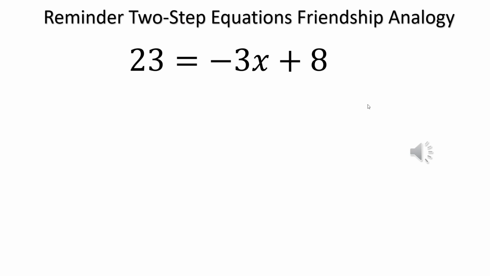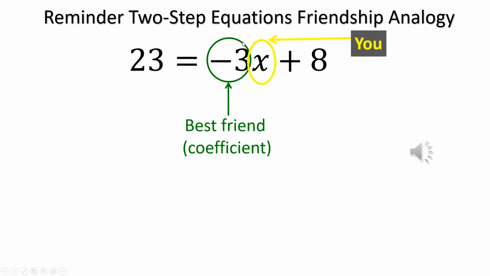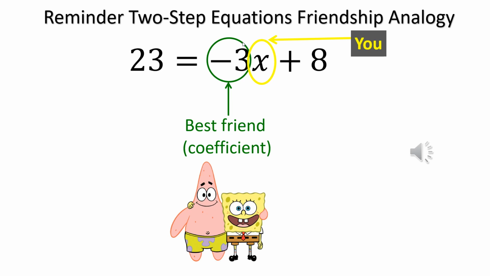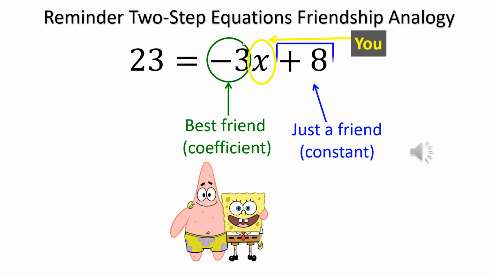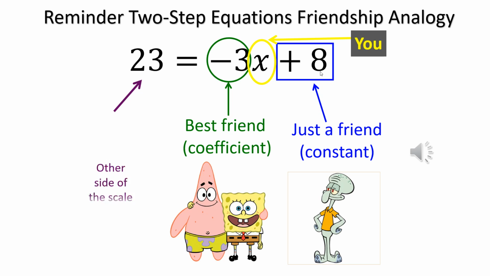Now, a reminder about the friendship analogy for two-step equations. If you have a two-step equation like this, I tell you to think of the variable like that's you, and then the value that's closest to the variable, or the coefficient of the variable, is your best friend. In our SpongeBob analogy, that would be Patrick. And then the other value that's either being added on or subtracted, that's the just a friend. So in this analogy, that's Squidward. And then on the other side of the equals, that's outside of a party that's going on. That's the other side of the scale.